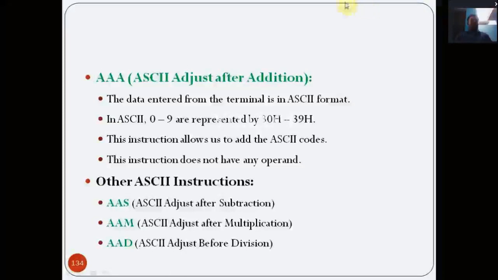Other ASCII instructions: AAS, ASCII adjust for subtraction. AAM, ASCII adjust for multiplication. AAD, ASCII adjust for division. So these are the ASCII adjust instructions. These instructions are very important, and very important for questions. We will see these instructions in the laboratory.